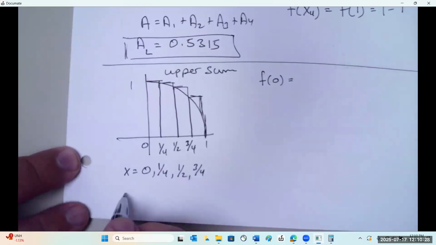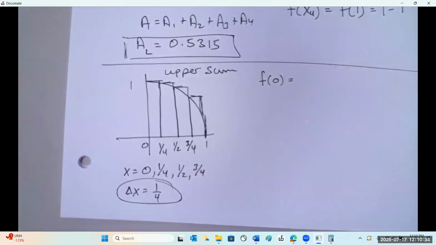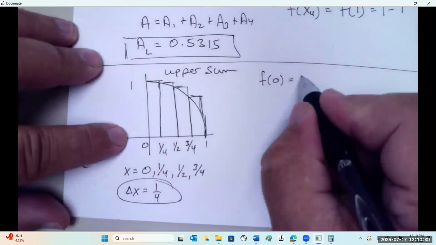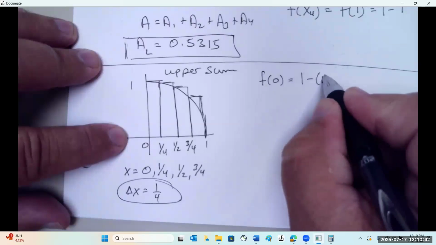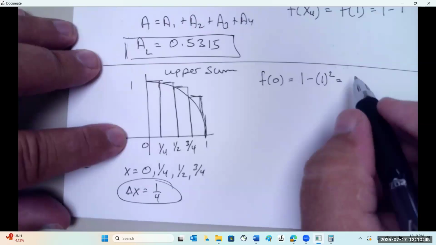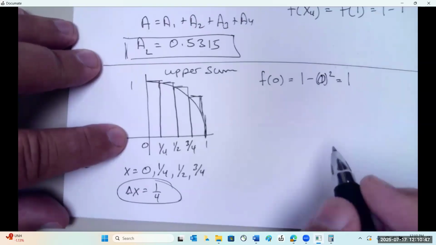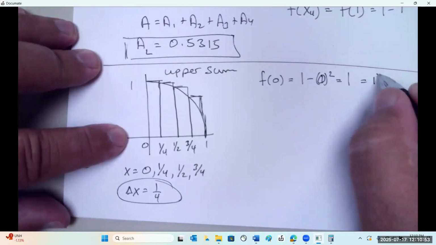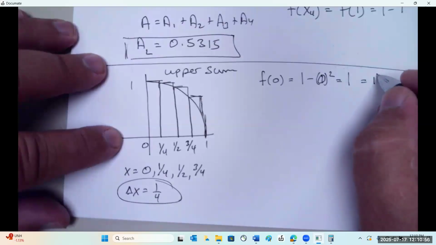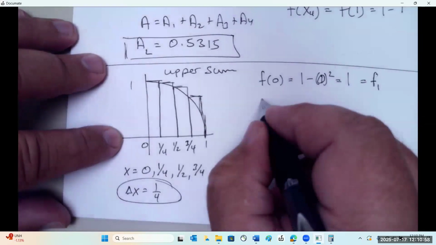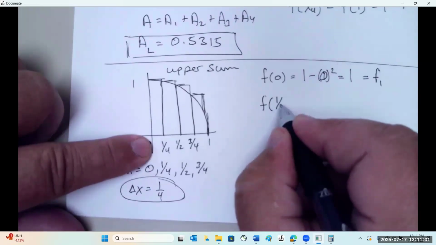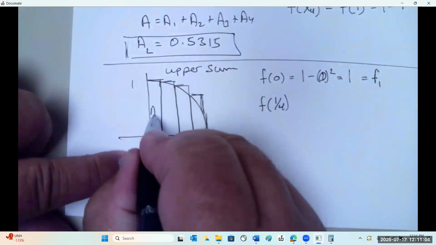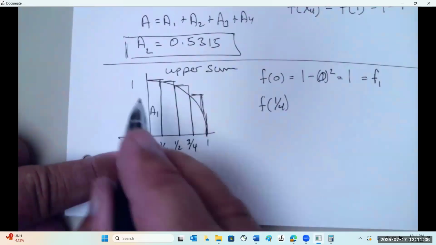So again, my delta x is still the same. It's 1/4 for all of them. So that's my base. All I have to do now is calculate what my height is. So 1 minus 0 squared is 1. So this is from my first one, f of 0. This is area 1.